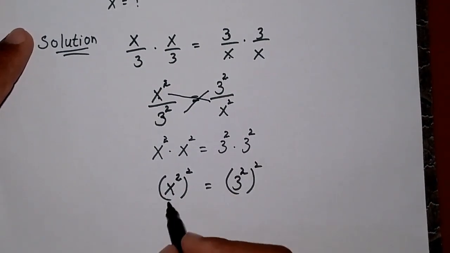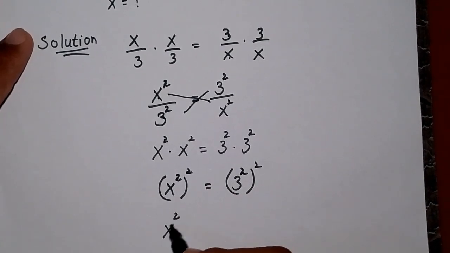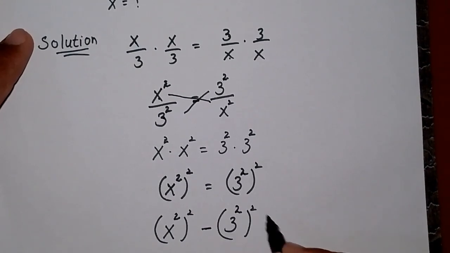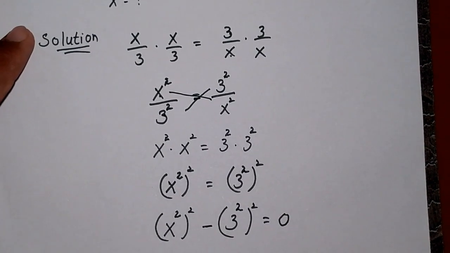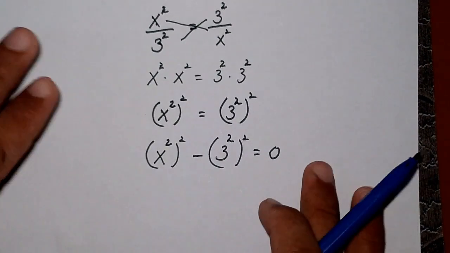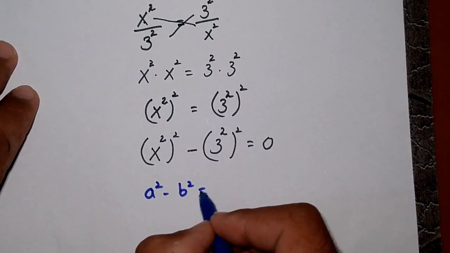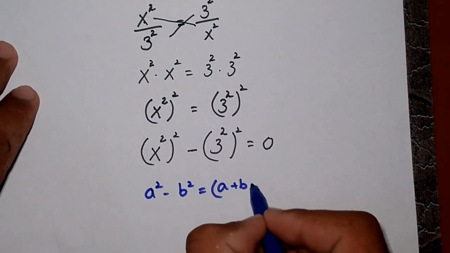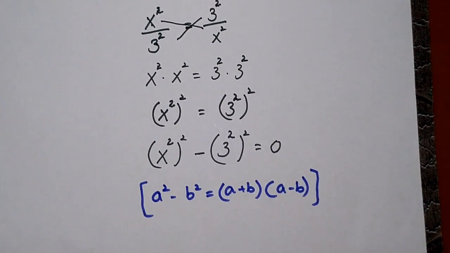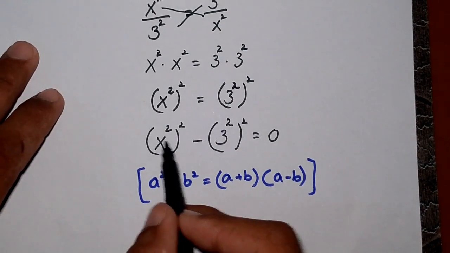So in the next step, we have to move this to the left side. So this will become x square to the whole square minus 3 square to the whole square is equal to 0. And now to solve this, we have to apply the identity a square minus b square is equal to a plus b bracket times a minus b. So we know that here a is equal to x square and b is equal to 3 square.